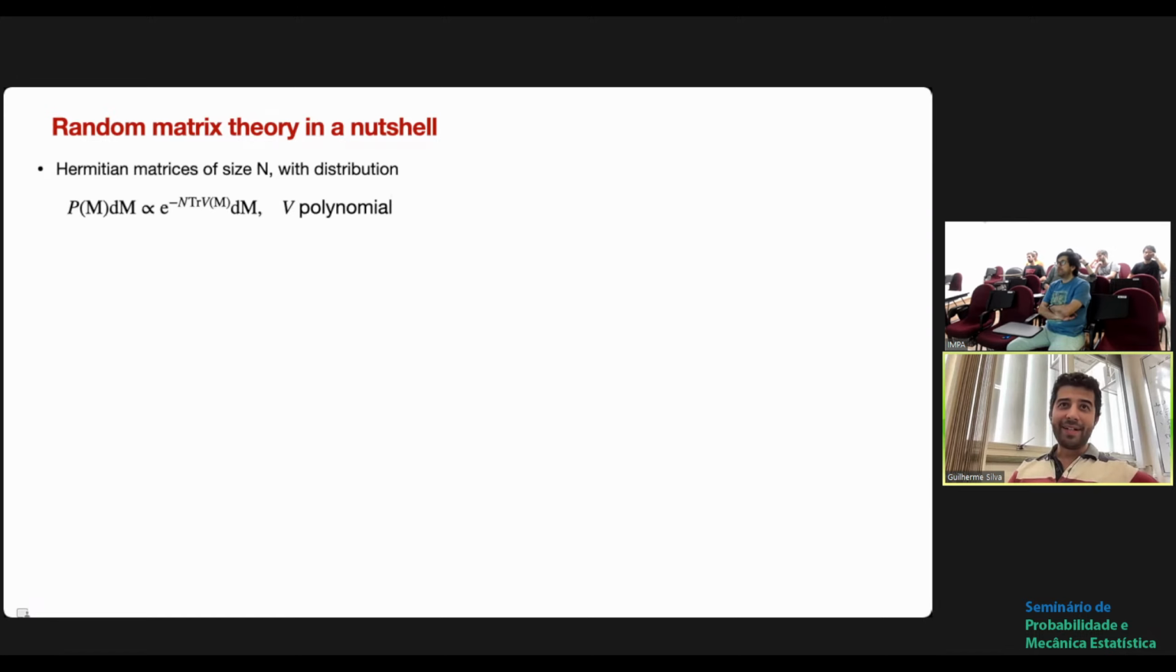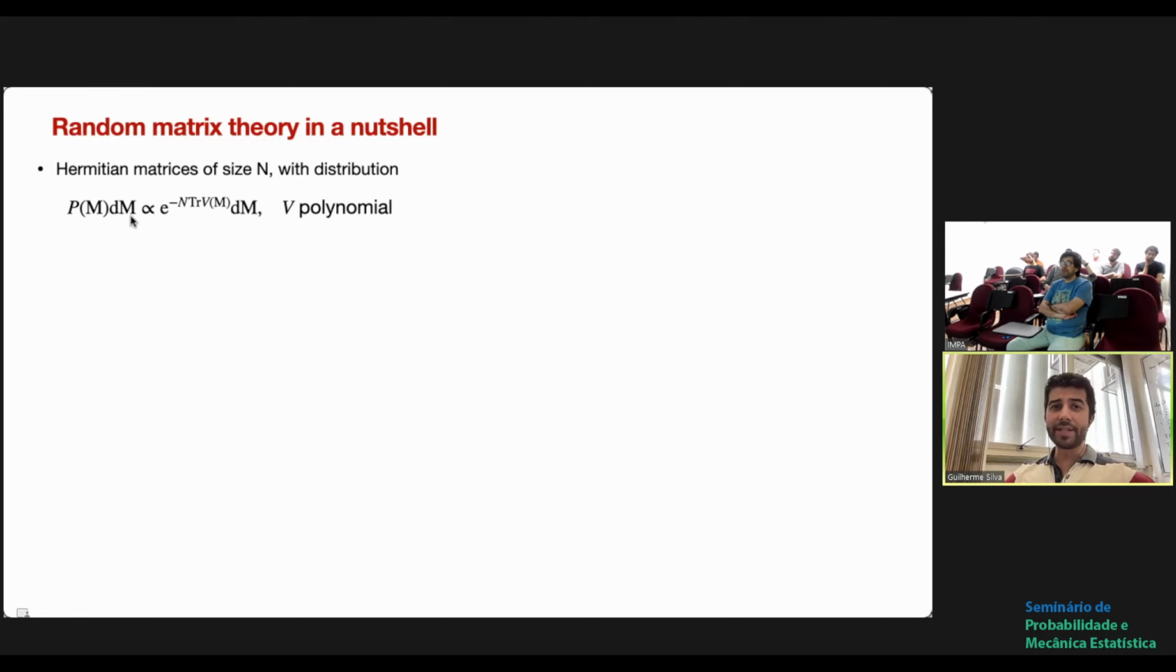So what's a random matrix? Well, it's a matrix with random entries, and you can choose to define this matrix in your favored way. For us, we'll be dealing with Hermitian matrices of size N. Moreover, we will impose that those matrices have a joint distribution, and this joint distribution takes the form of, so to speak, a Gibbs measure.